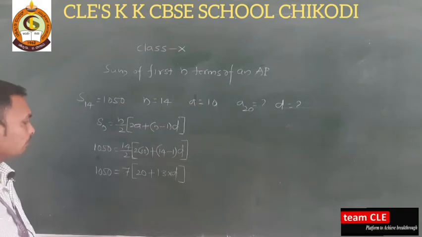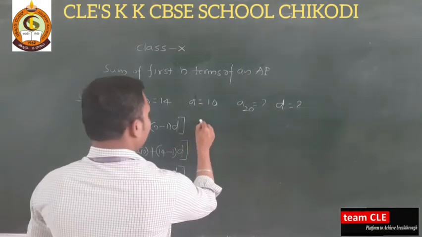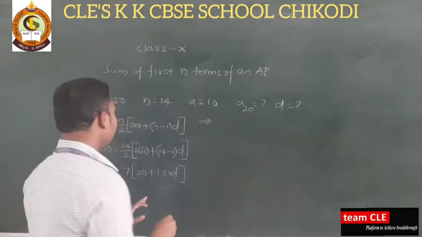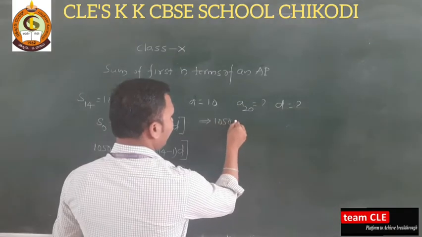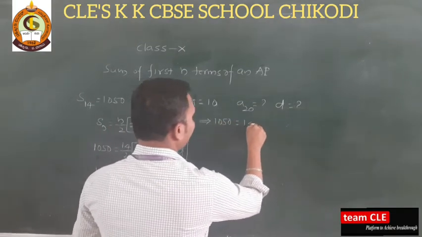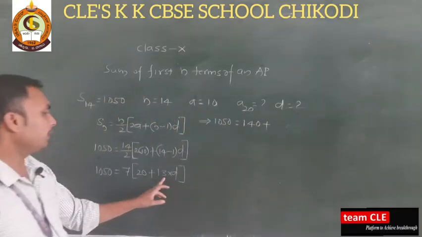Okay. Now next what you need to do, I'll write here. So this implies, first of all, you can multiply this one. This is 1050 as it is. Now 7 into 2 will get 140, plus next 7 into 13.